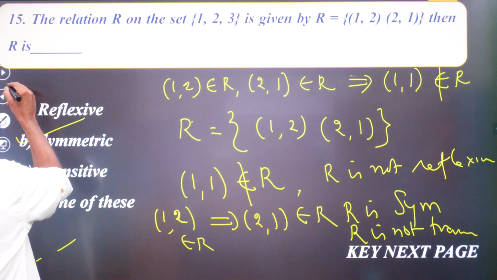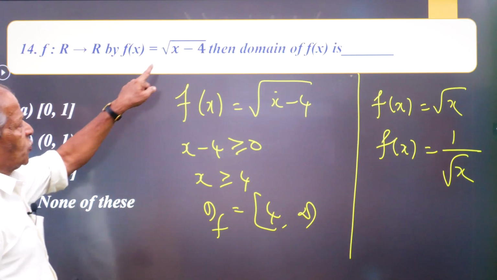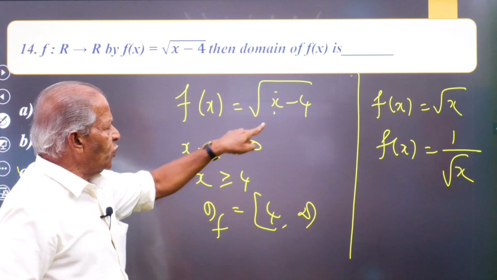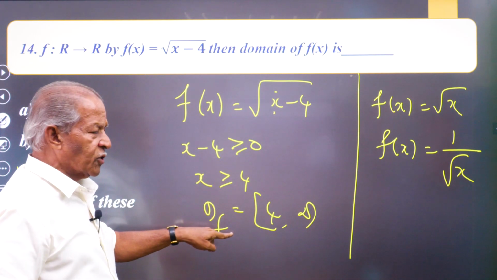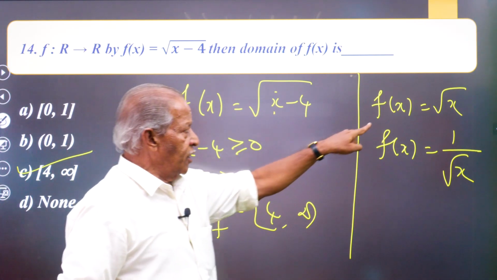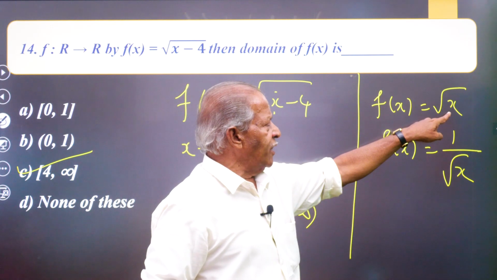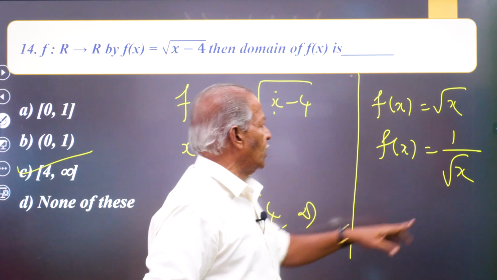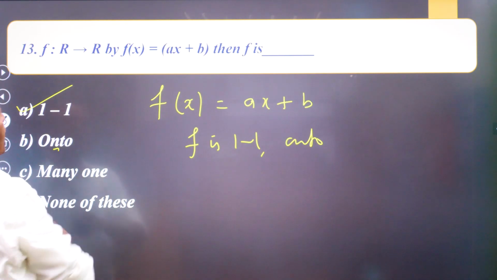I am going to the next previous problem. In the previous problem, f of x equal to square root of x minus 4. The square root must be greater than or equal to 0. Domain of the function, just recall it. In this case, inside x greater than 0. In this case, greater than or equal to 0. Here greater than 0. Next, the 13th problem.